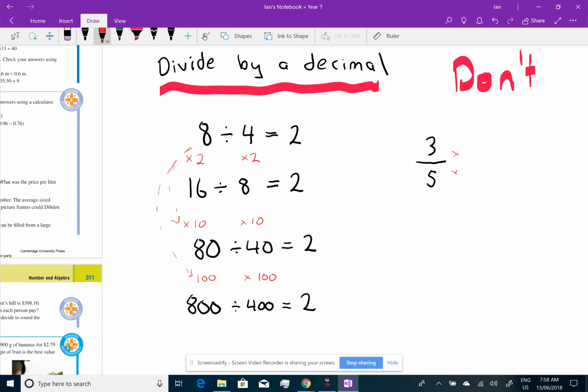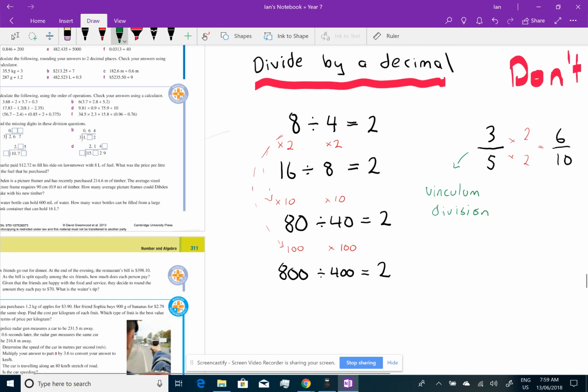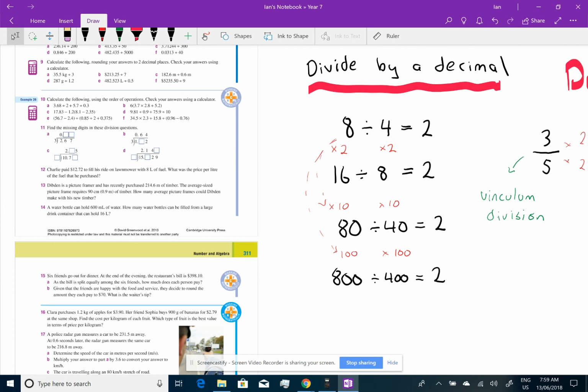I can multiply top and bottom by the same numbers. If I multiply by 2, I get 6 on 10. It's the same number. And remember that the vinculum means division. So as long as we multiply both numbers in a division or both numbers in a fraction by the same number, it won't change it.